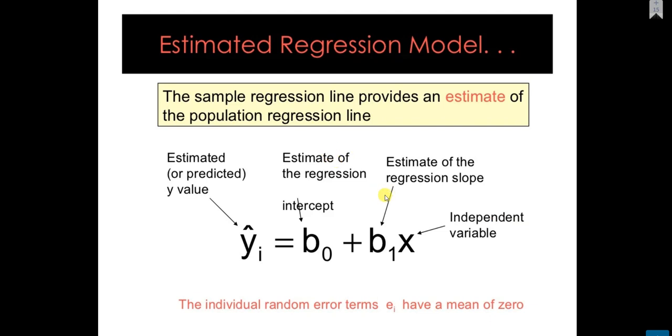The formula to estimate the regression model: the sample regression model provides an estimate of the population regression line. The estimated y value is equal to b0, that is the estimate of the regression intercept, plus b1x, where b1 is the estimate of the regression slope and x is the independent variable. The individual random error terms e have a mean of 0. So that is the residual error, and that is constant in the linear regression model.